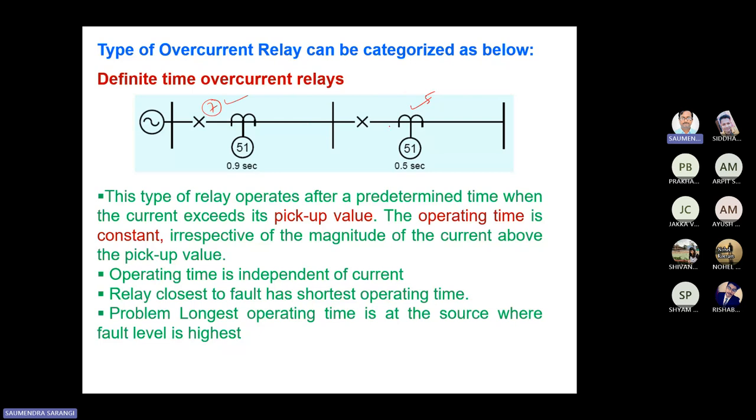Time graded operation: whenever there is an increase in current, this relay will operate, but with a minimum time delay. Suppose I set it to 0.5 second, so it will wait for 0.5 second and then operate. Similarly, if this relay is not operating, then the backup relay should operate within 0.9 second, right? So we have some pickup value of the current. The operating time is constant irrespective of the magnitude of the current, independent of the current. The relay closest to the fault has the shortest operating time.